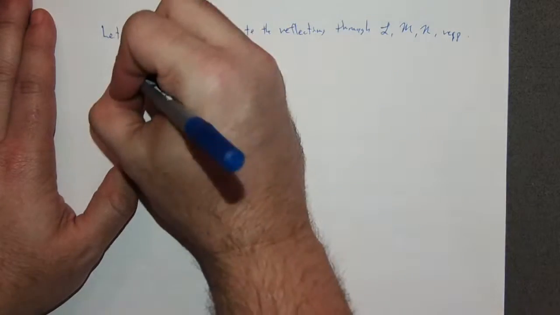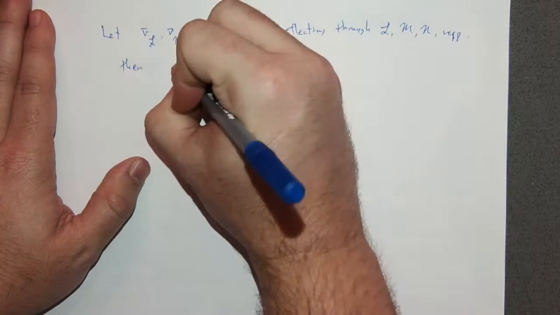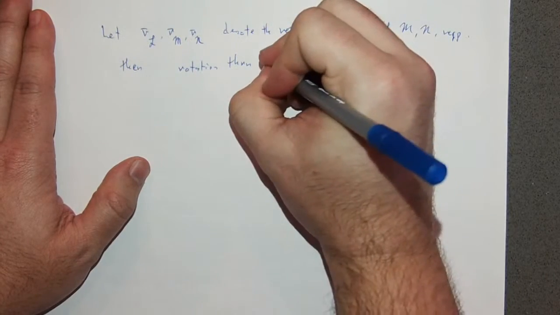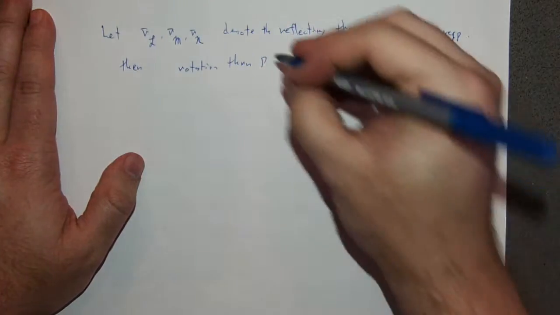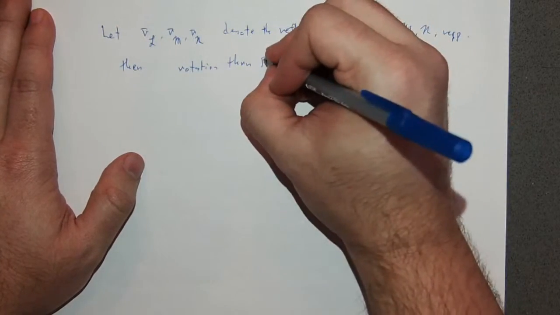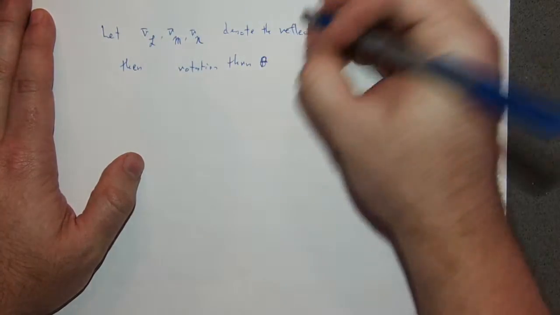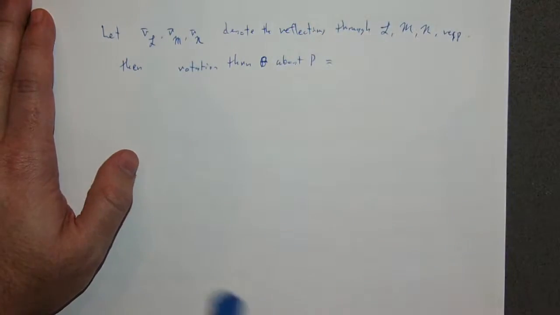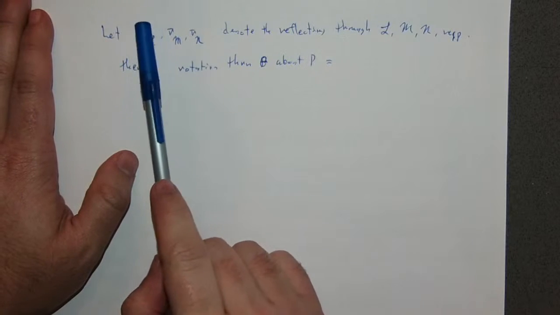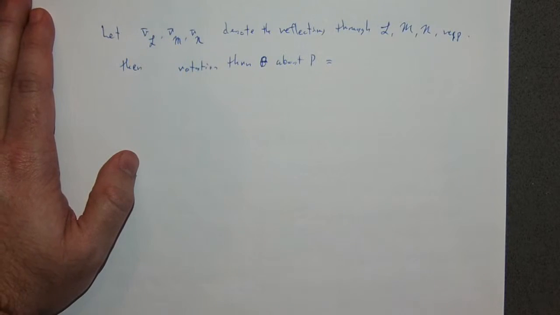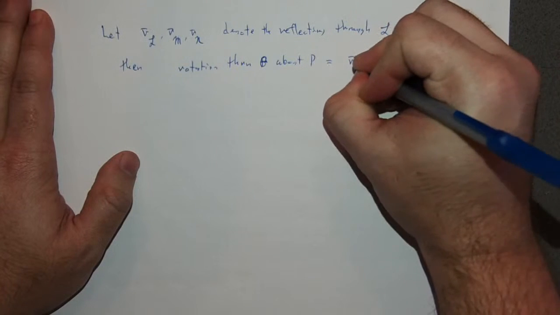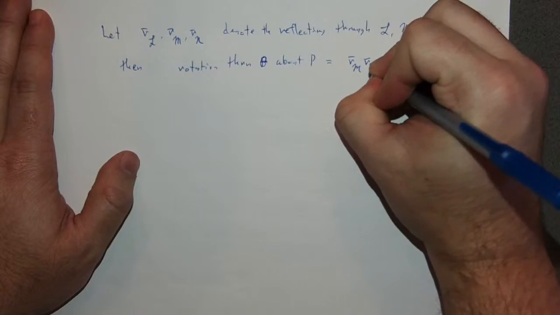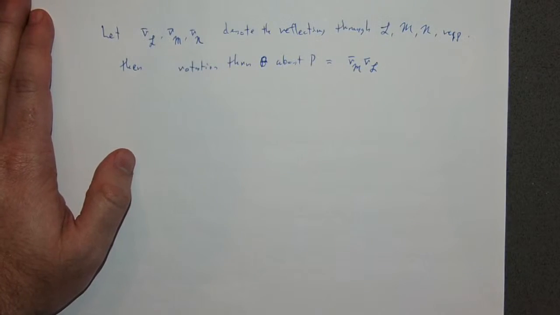Okay. Then the rotation through, or I should say through angle theta about P. That is, we said that was reflection in L and then M, right? So this is written left to right. This would be R bar M times R bar L. Right, so the reflection in L happens first.